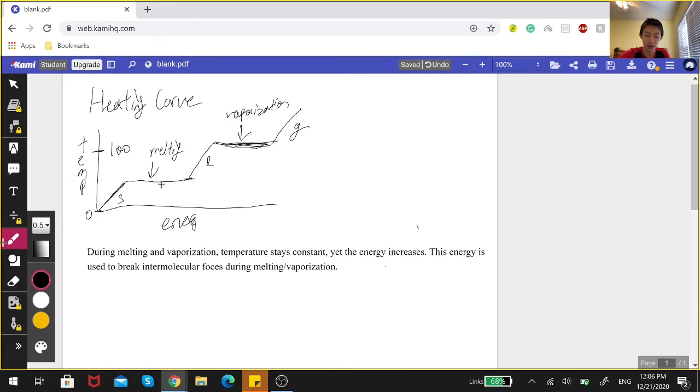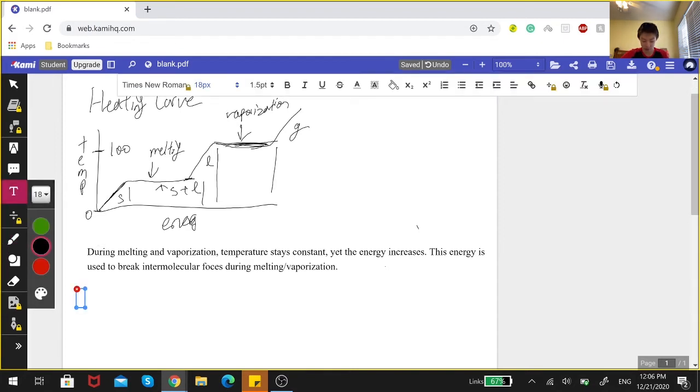Now in this part, it's a combination of solid and liquid. In order to make the whole thing liquid, the extra energy, this much of energy, is used to break the intermolecular forces between the solid molecules in order to make everything liquid. Again, to go from liquid to fully gas, you need to break all the intermolecular forces. Now, what is the difference between vaporization and evaporation?